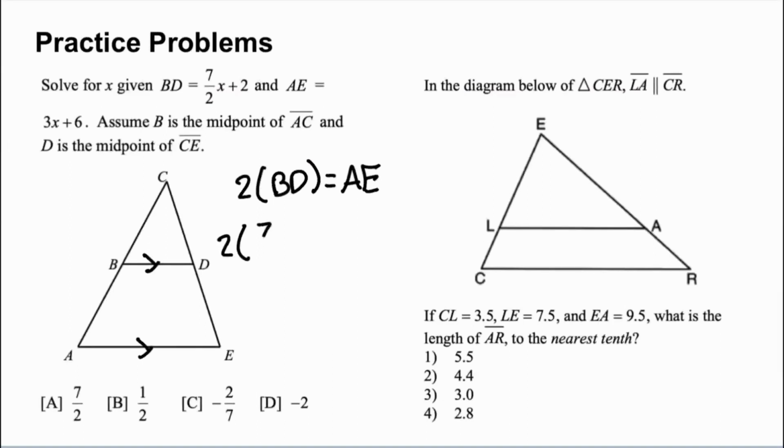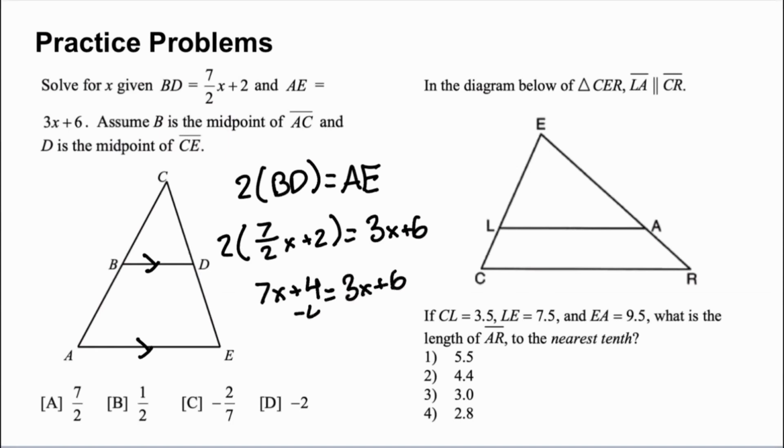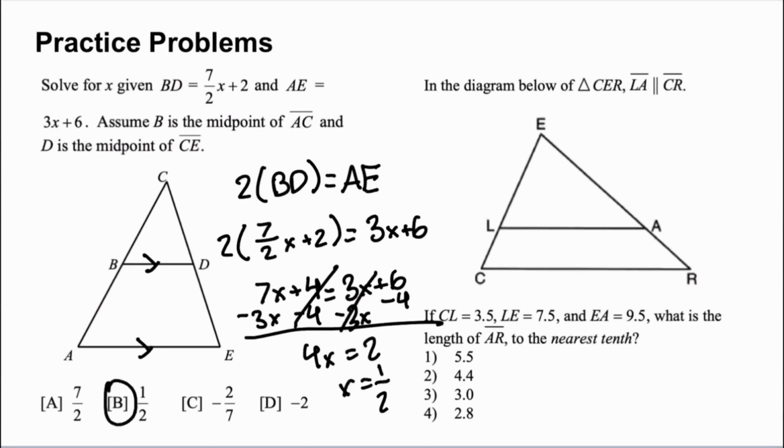They give us the equations for BD and AE. I'm just going to write it out. 2 times (7/2 x plus 2) is equal to 3x plus 6. And now from here, we just use algebra to find this unknown x. Distributing the 2, we get 7x plus 4 is equal to 3x plus 6. I'm going to subtract the 4 on both sides and the 3x on both sides. We get 4x is equal to 2, and that x is equal to 1/2, which is B.